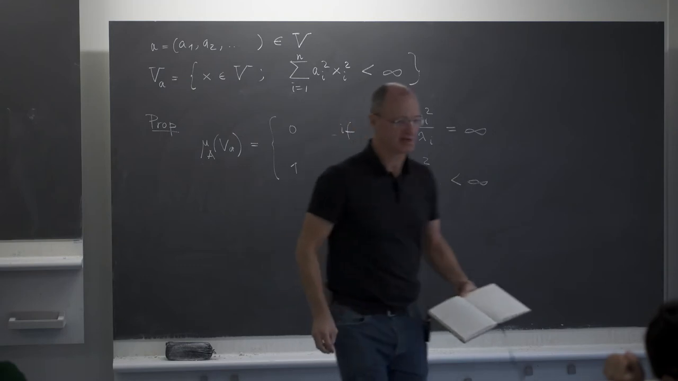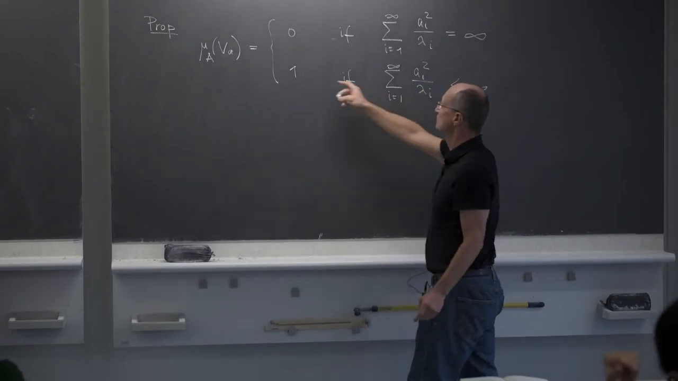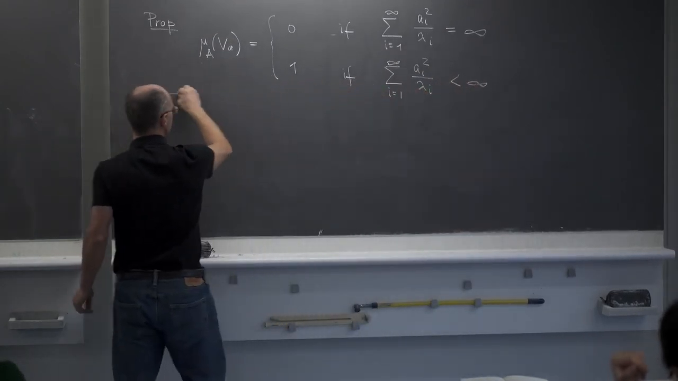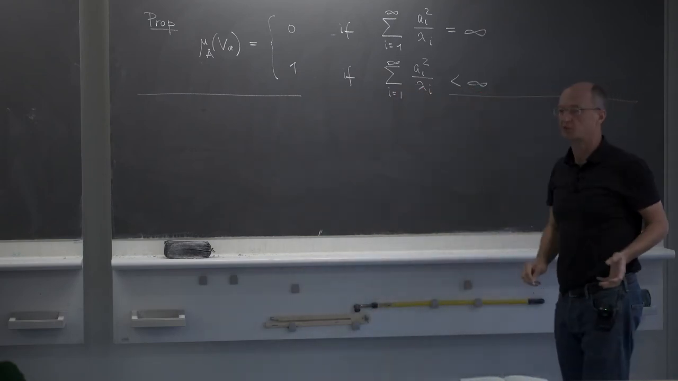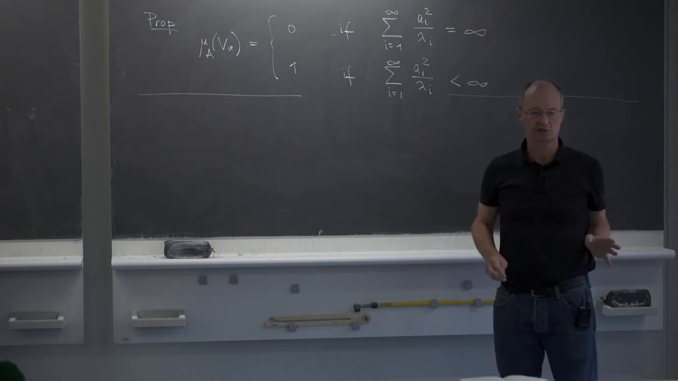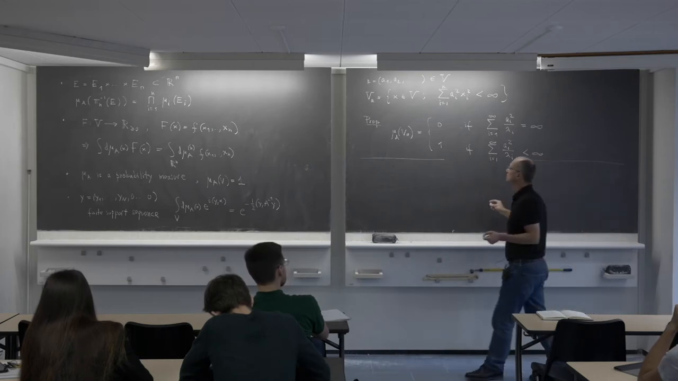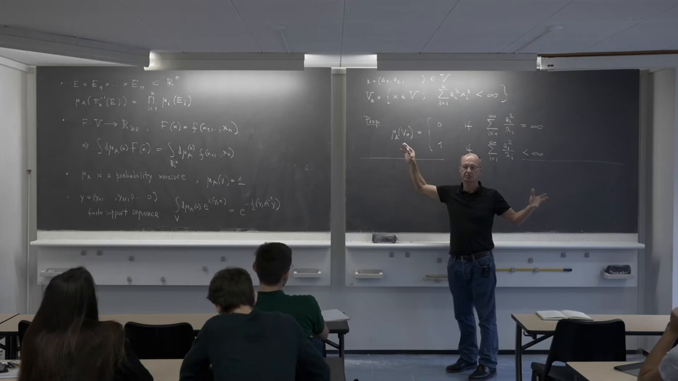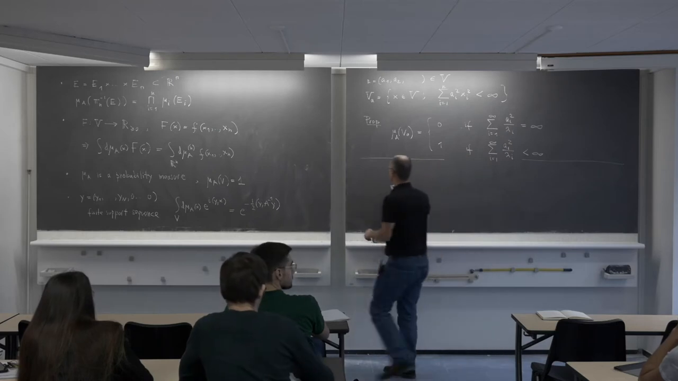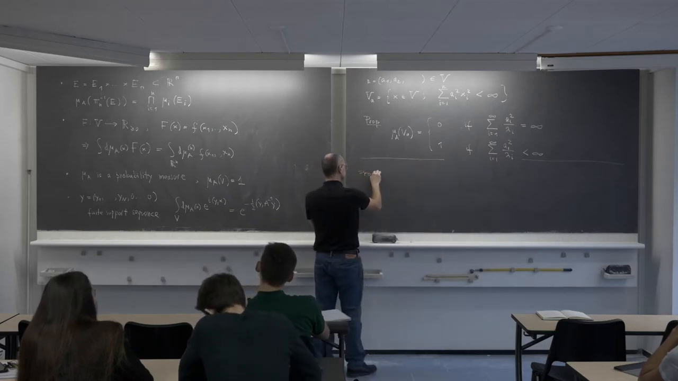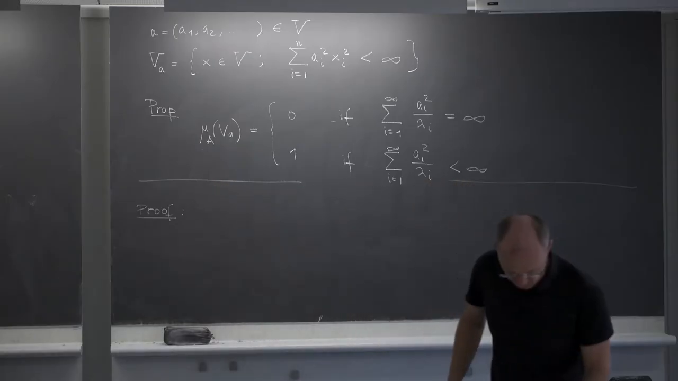I don't know whether you find it surprising. I find it somewhat surprising and interesting. So in some way, it measures the size of the subspace, and there are only two possible outcomes. It can be either measure zero or the full measure. Recall that the full measure is 1, that's a probability measure. So this VA is either basically almost everything, or it's nothing at all. So that's one of the rare things today that I'm actually trying to prove.